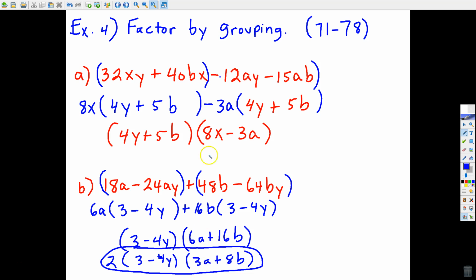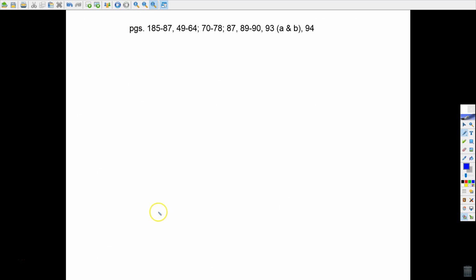And so I hope that helps. You'll be doing some similar problems, 71 to 78, using this factoring by grouping method. These are the problems that you'll be doing for the assignment. And if there's anything I can do to help, let me know.